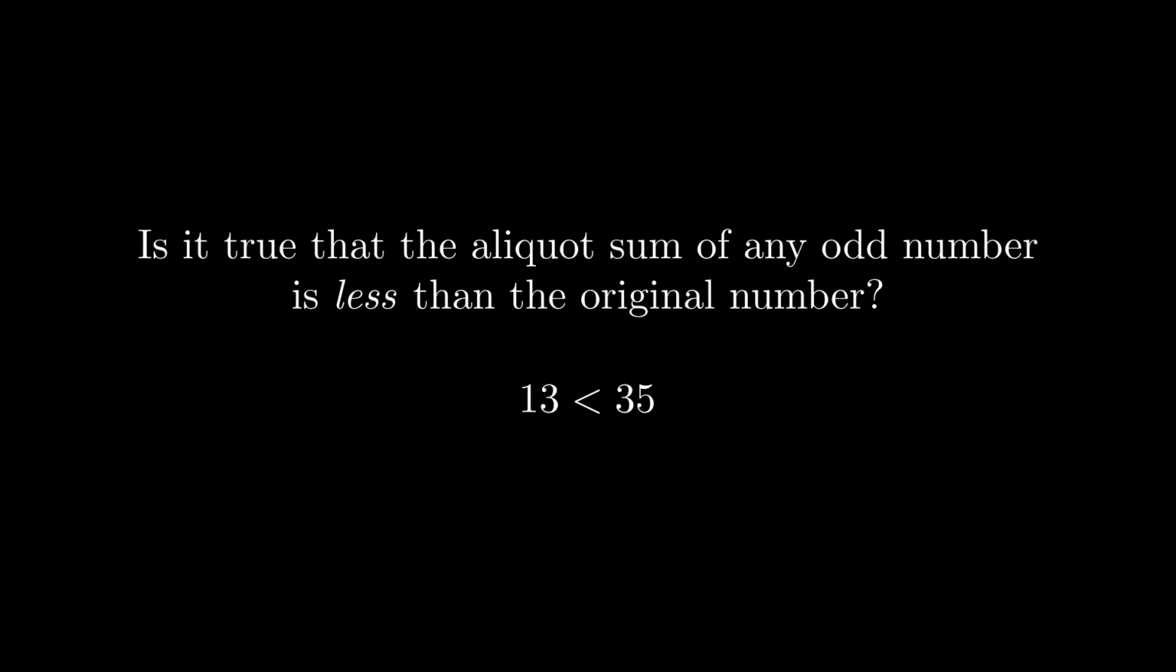Let's try 3 examples to illustrate what I mean. 9, 35, and 99. First, the proper divisors of 9 are 1 and 3. Add them together, and you get 4. 4 is less than 9, so that's one supporting example so far. Next, the proper divisors of 35 are 1, 5, and 7, which add up to 13. 13 is also less than 35, giving us a second supporting example.